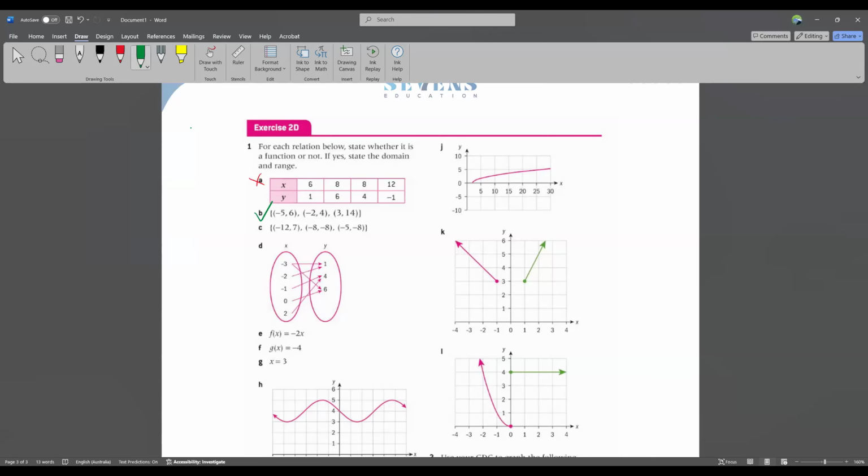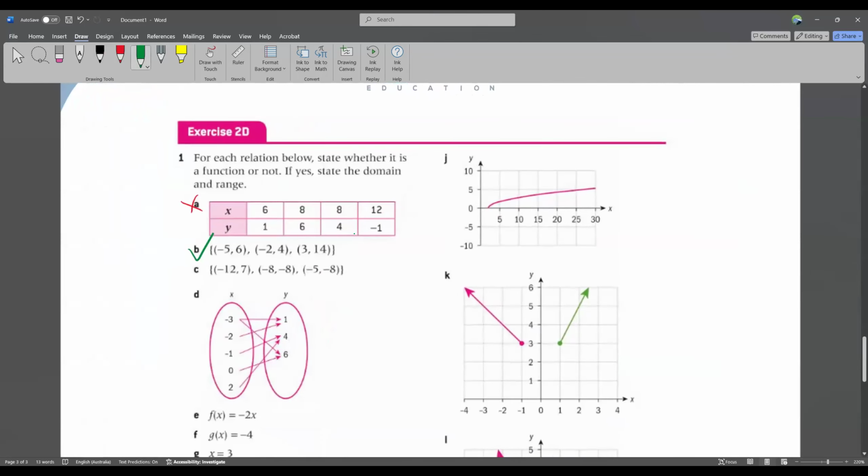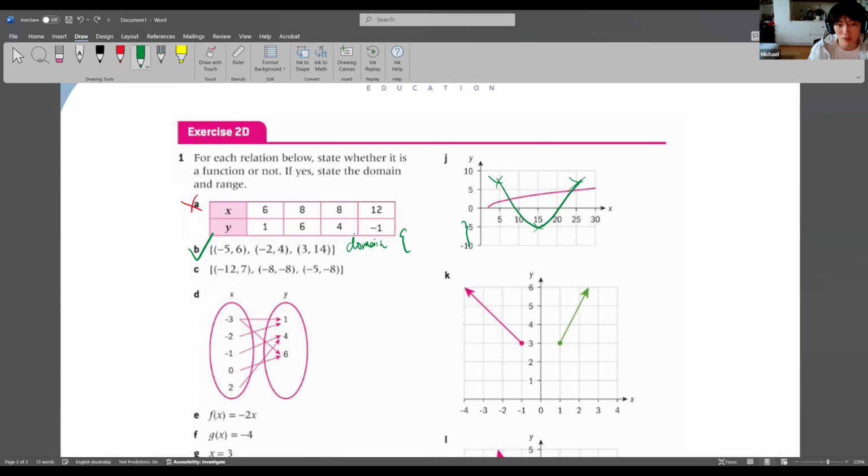Domain is -5. Wait, I get confused with the crocodile mouth. Why do you need the crocodile right now? The domain should just be these 3 numbers. Should it be the smallest and the biggest? No, actually, in this case, we're not talking about a continuous line here. So we're only talking about, let's say, 3 random points, right? We're not linking them together. We're just talking about these points individually. Oh, so just -5, -2, and 3.